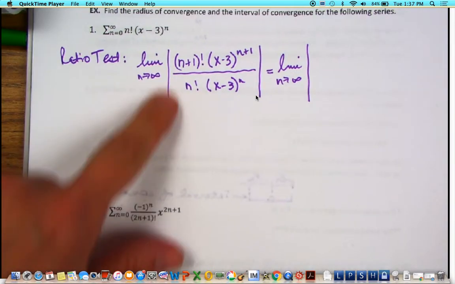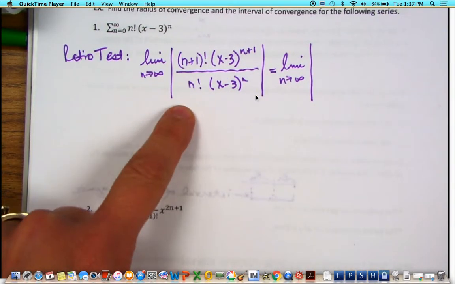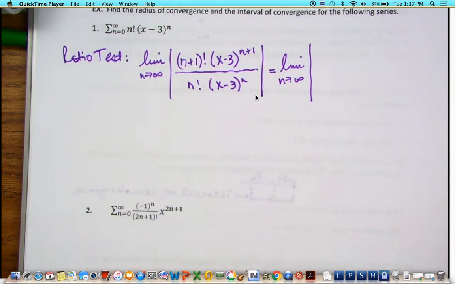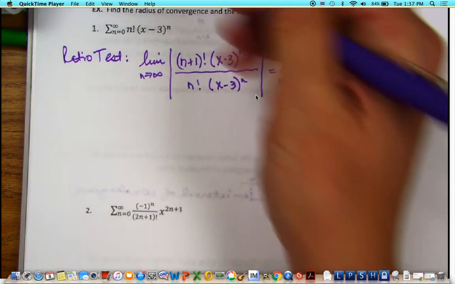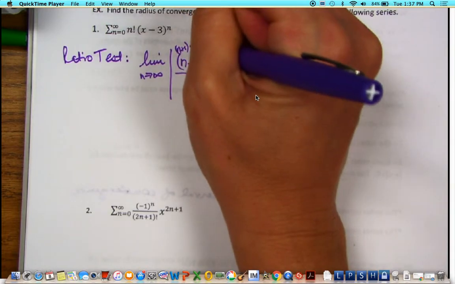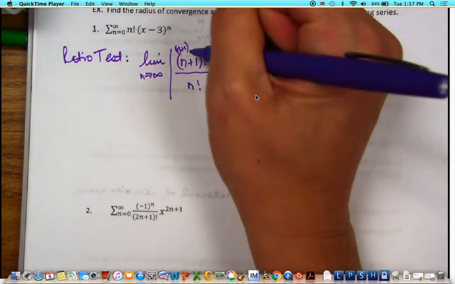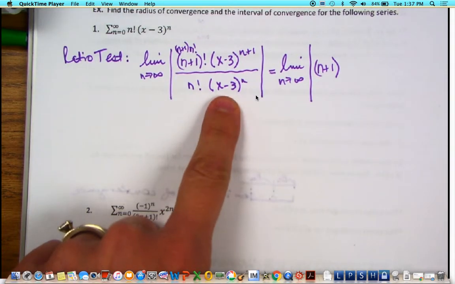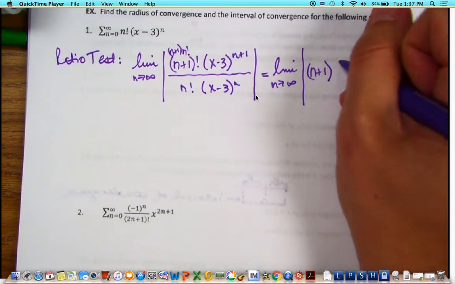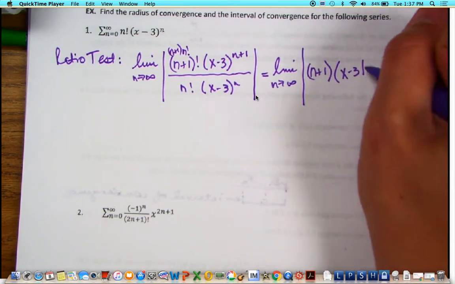Okay, so tell me about this n plus 1 factorial and the n factorial. What's that simplify to give me? It leaves me an n plus 1, right? Because this is the same as n plus 1 times n, so that's the same as n factorial. And then what about these? It's just x minus 3, right?